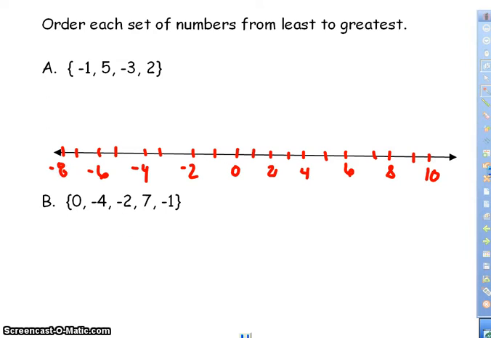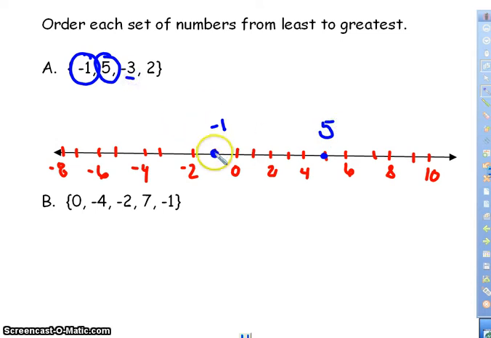Okay, and I'm going to go ahead and plot my points just so I can see it very easily. The smaller numbers are going to be the numbers furthest to the left, and as I move to the right, they're getting larger. Okay, so I'm going to start by plotting a negative 1. And a negative 1 will be right behind the 0 and between the negative 2. So here's negative 1. And positive 5, which is on the positive side, right here.